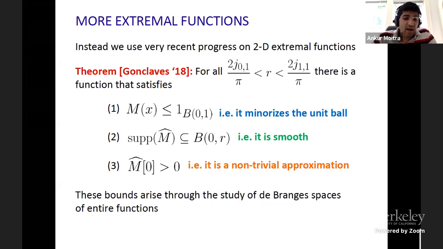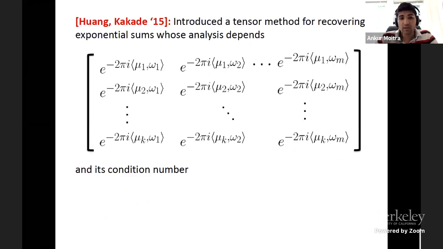So these bounds arise through the study of de Branges spaces of entire functions. If you understand that sentence, congratulations, you're probably a PhD in harmonic analysis. To me, these are just words. It's still a kind of mysterious thing what exactly this notion of de Branges spaces is and how exactly it lends itself to being able to analytically compute these optimal extremal functions. It really does look like a miracle to me.